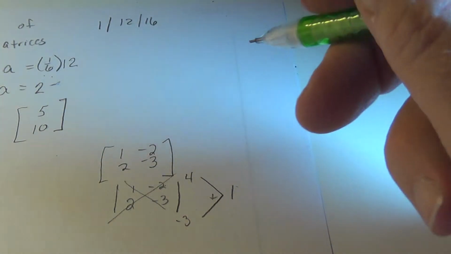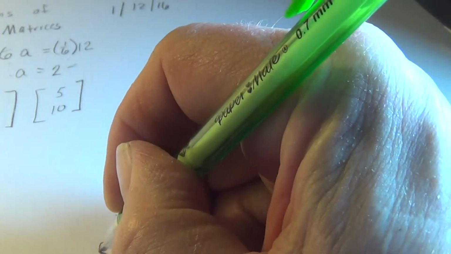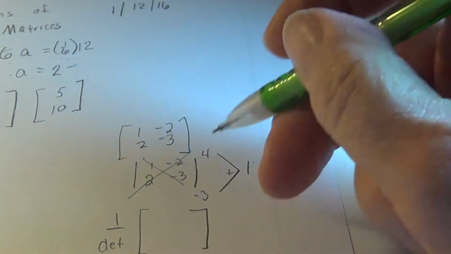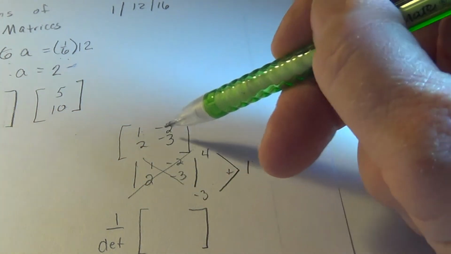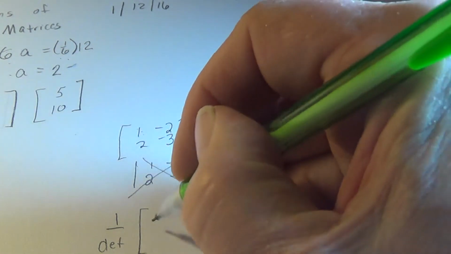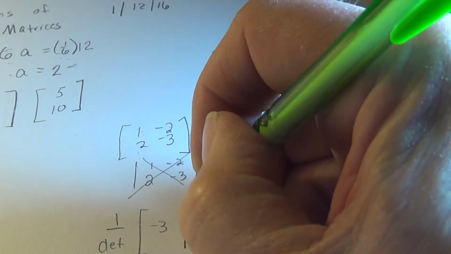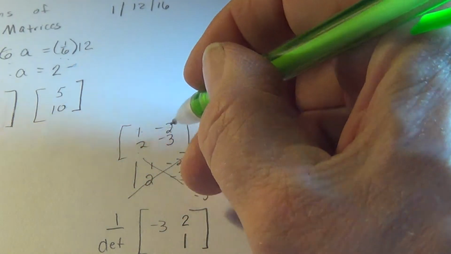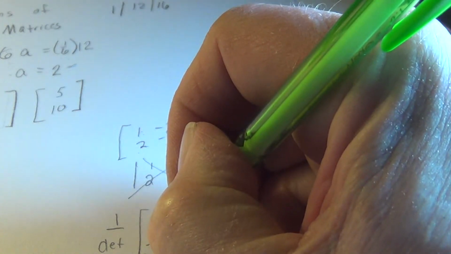So that's nice. We learned that we always put 1 over the determinant times a special rearrangement of this matrix. If you recall, we switched these two. So the -3 and the 1 change places, and these take on opposite signs. It looks like I switched them, but I really didn't. I'm just changing the sign of this one and the sign of this one.